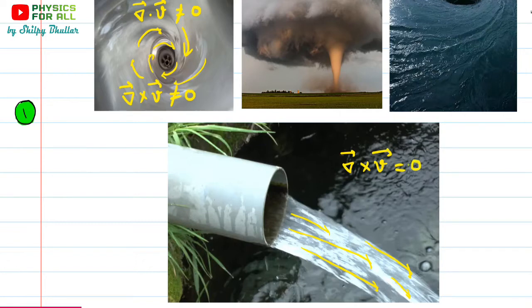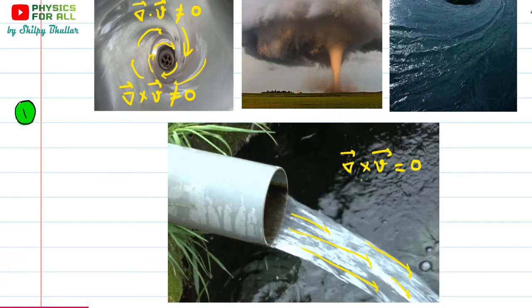And the curls are actually visible. In case of water, we can see whether the whirls are forming or not. If they are not forming, curl is zero. If they are forming, curl is non-zero. So curl is simply associated with rotation of the vector or circulation in the vector field.